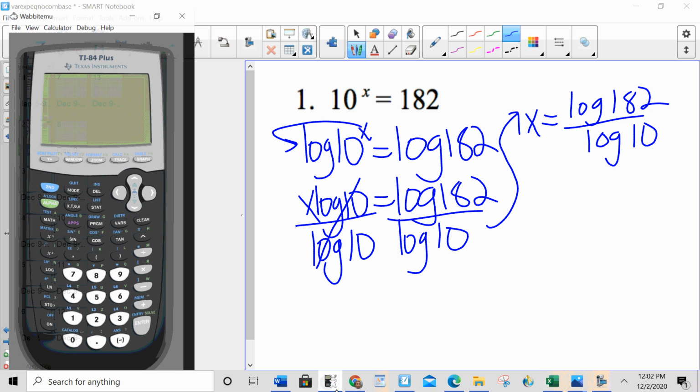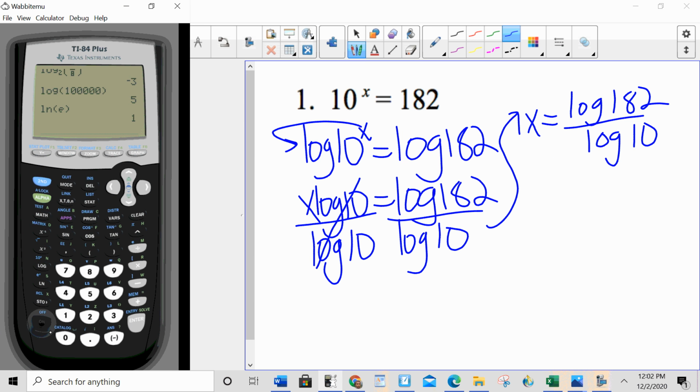So now I go to my calculator. I type in alpha y equals enter. Log, the log button is on the left-hand side towards the bottom. 182 over log 10.